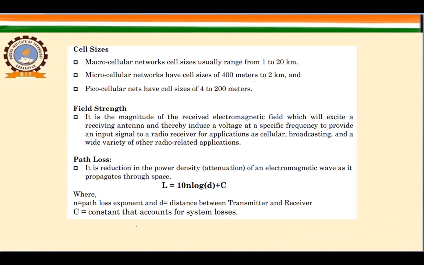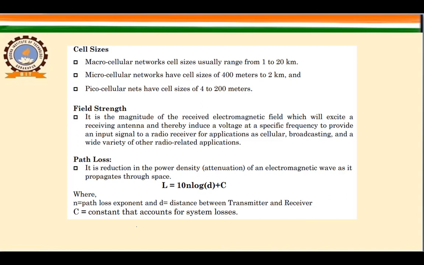The size of cells is of three types: macro cells, micro cells, and pico cells. The macro cell network size, as compared to micro, is large. It has values of around 1 to 20 kilometers. And the micro cell in a cellular network has a cell size of 400 meters to 2 kilometers.